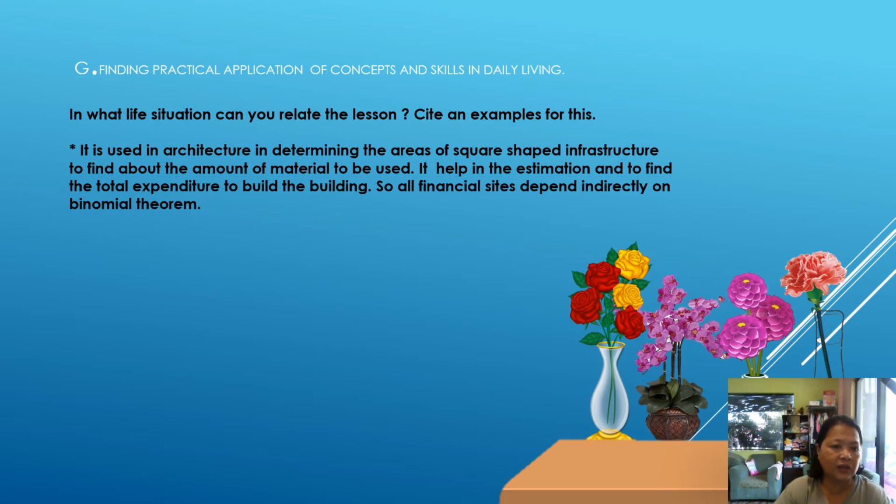It is used in architecture in determining the areas of square shape infrastructure to find out the amount of material to be used. It helps in the estimation and to find the total expenditure to build the building. So all financial sites depend indirectly on the binomial theorem.